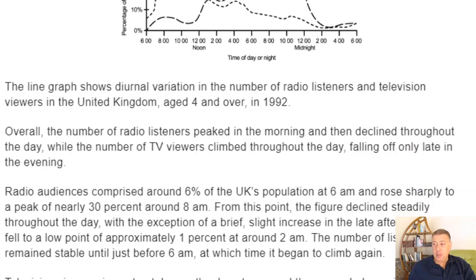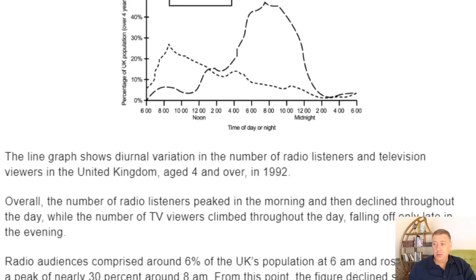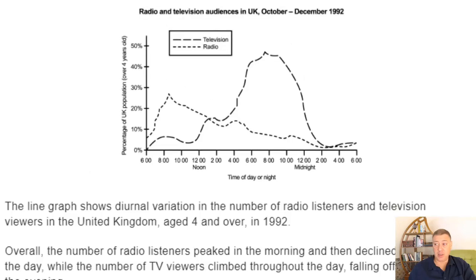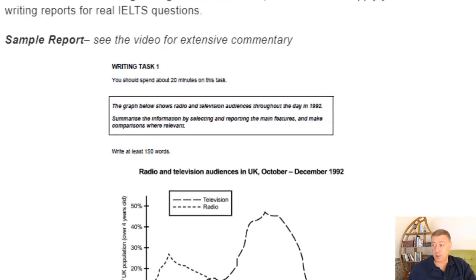So I think probably the easiest thing to do is just to look at how I did this. The line graph shows diurnal variation in the number of radio listeners and television viewers in the United Kingdom aged 4 and over in 1992. So I'm essentially just giving the same information from the question. Throughout the day, diurnal means throughout the day.